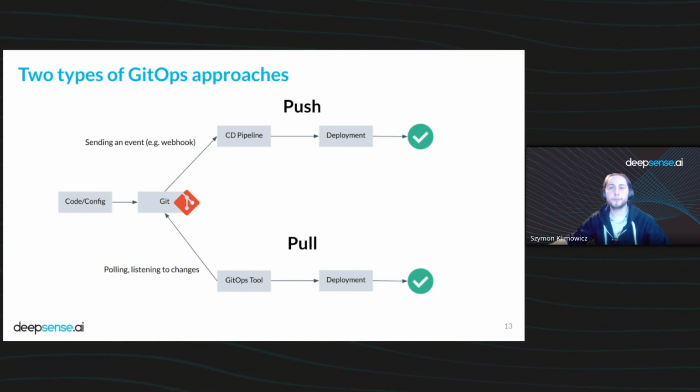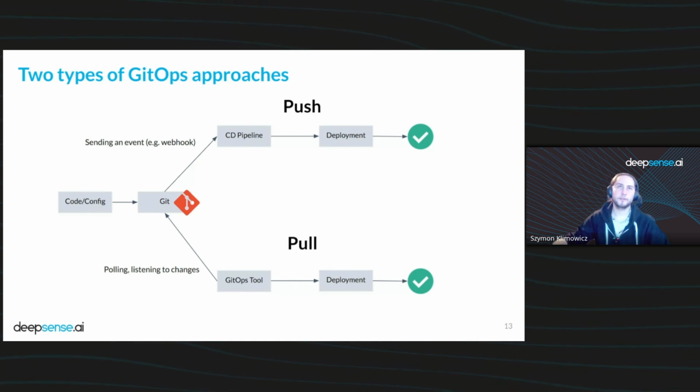And the pull approach is where a CD agent, a GitOps tool, is constantly monitoring the repository, pulling and comparing the changes with the current state of the environment that it's managing. And it's deploying the changes, basically reconciling the states between what's represented right now in the Git repository and what's currently deployed in the environment.